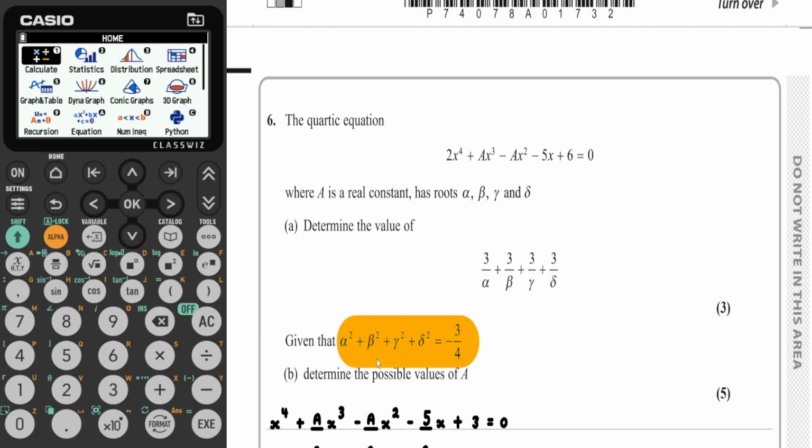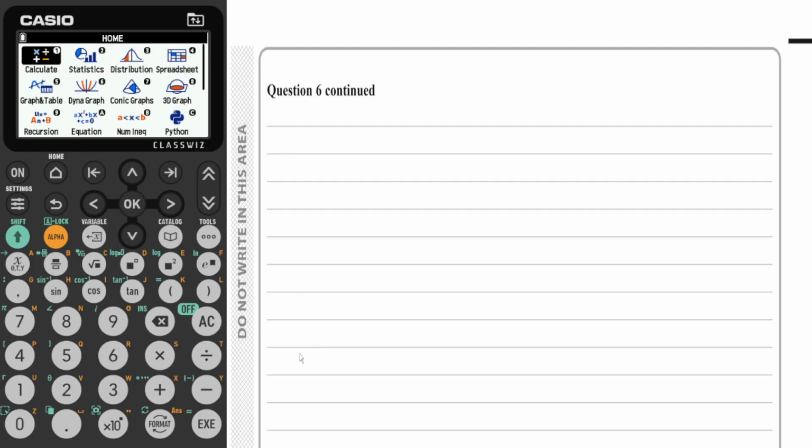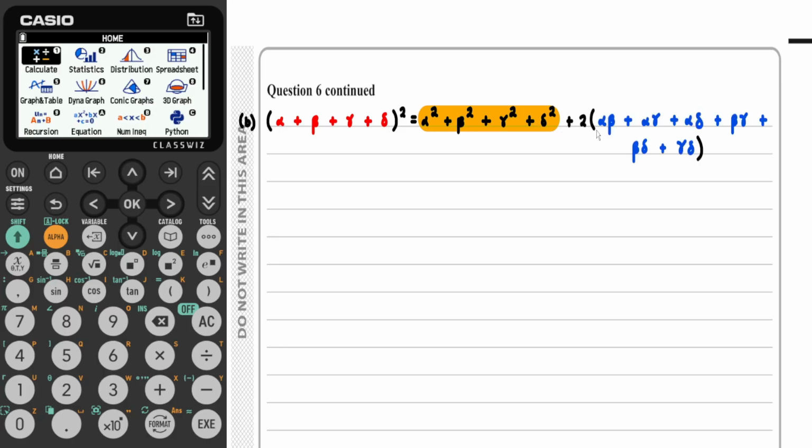Given that alpha squared + beta squared + gamma squared + delta squared is equal to -3/4, part B, determine the possible values of a. For part B, we can state that (alpha + beta + gamma + delta) squared is equal to alpha squared + beta squared + gamma squared + delta squared + 2 times (alpha beta + alpha gamma + alpha delta + beta gamma + beta delta + gamma delta).